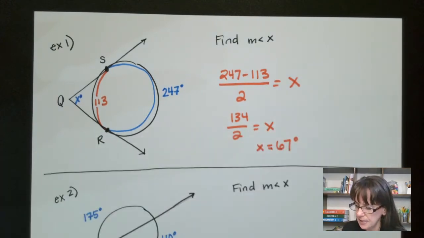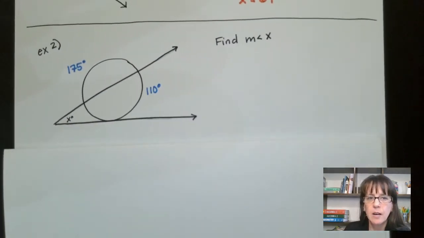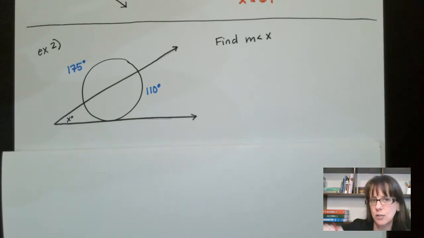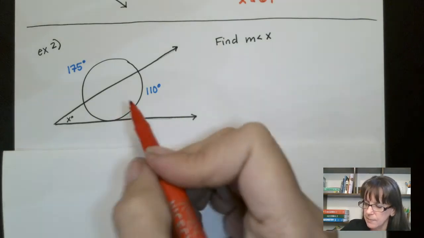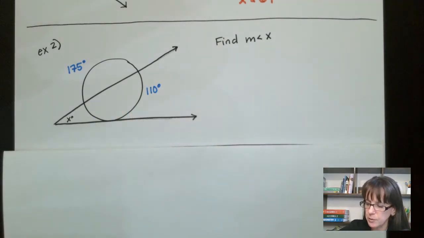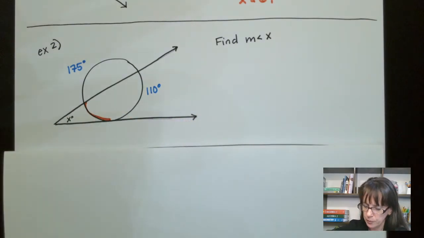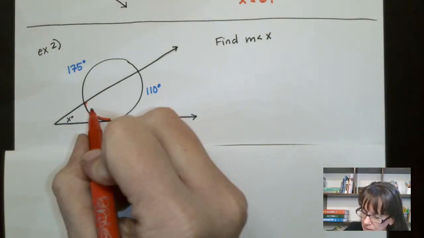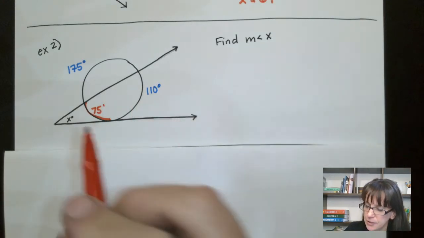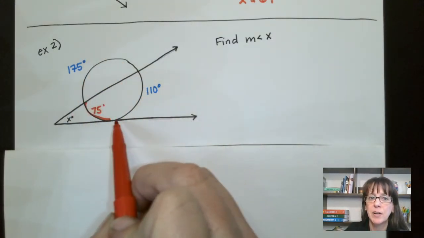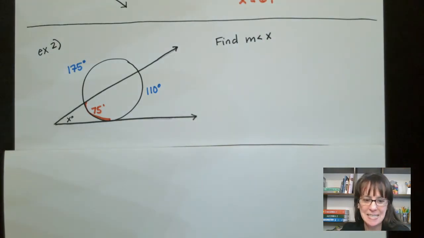Okay, so let's take a look at another example here. Same idea. We know that there are 360 degrees in a circle, correct? So what we need to do is find this missing bit right here. If we take 360 and subtract 110 and 175, we end up with 75 degrees right here. So this 75 plus this 175 plus this 110 is all going to equal 360.